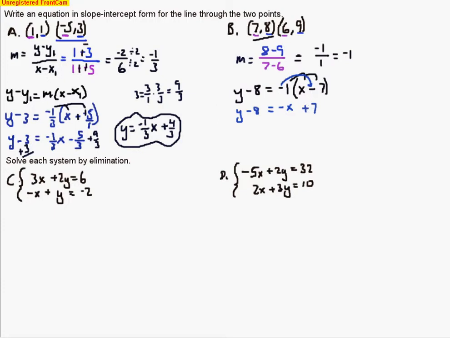So from there, we go ahead and do an opposite operation, get y by itself. So I'm going to add 8 to both sides, and I get my answer. y equals negative x plus 15.